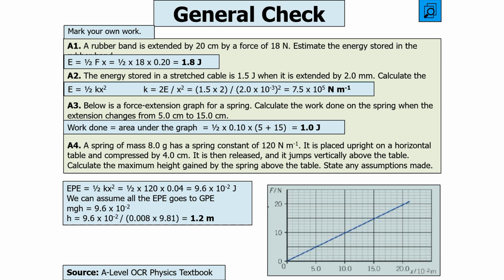We assume all the elastic potential energy will go into gravitational potential energy, so it equals mgh. h will equal this value divided by mg. We've got our mass to be 8 grams, so it's 0.008, which is grams into kilograms, times 9.81. Work it through, we get 1.2 meters.